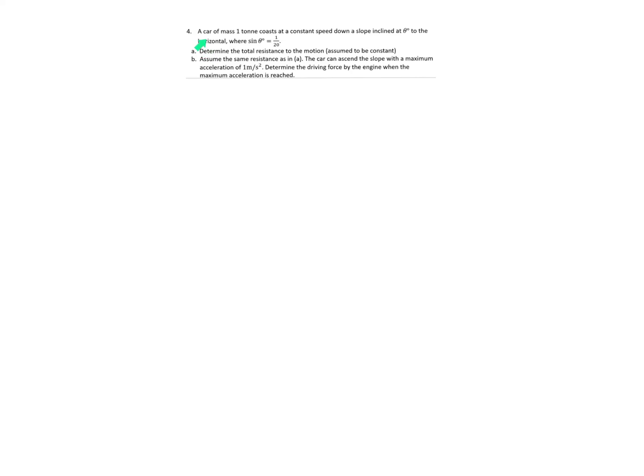In this video, we're going to do a question about an inclined plane. A car of mass 1 ton goes at a constant speed down a slope inclined at theta degrees to the horizontal, where sine of theta degrees is 1/20. So to start the question, I know the following. I have an inclined plane, and I do know that that is theta degrees. We also know that sine of theta degrees is 1/20.